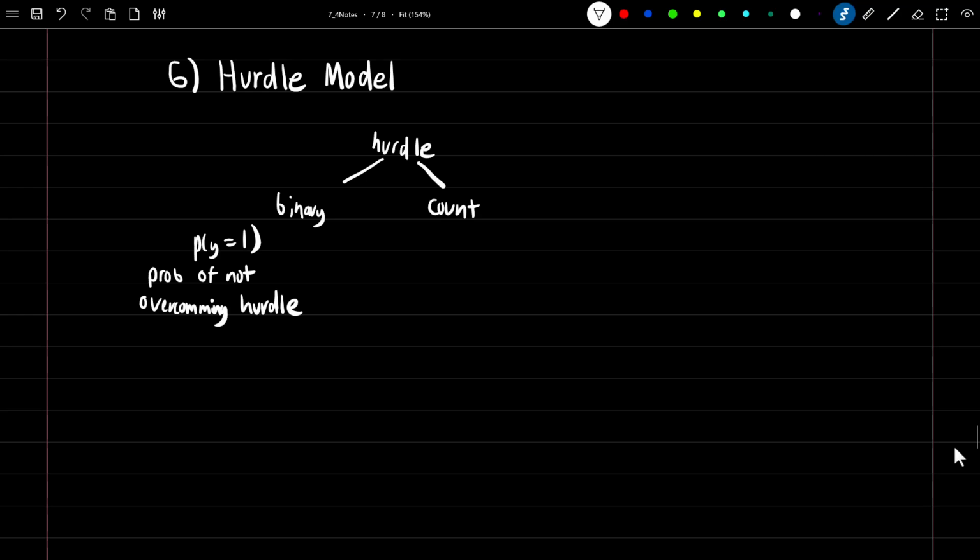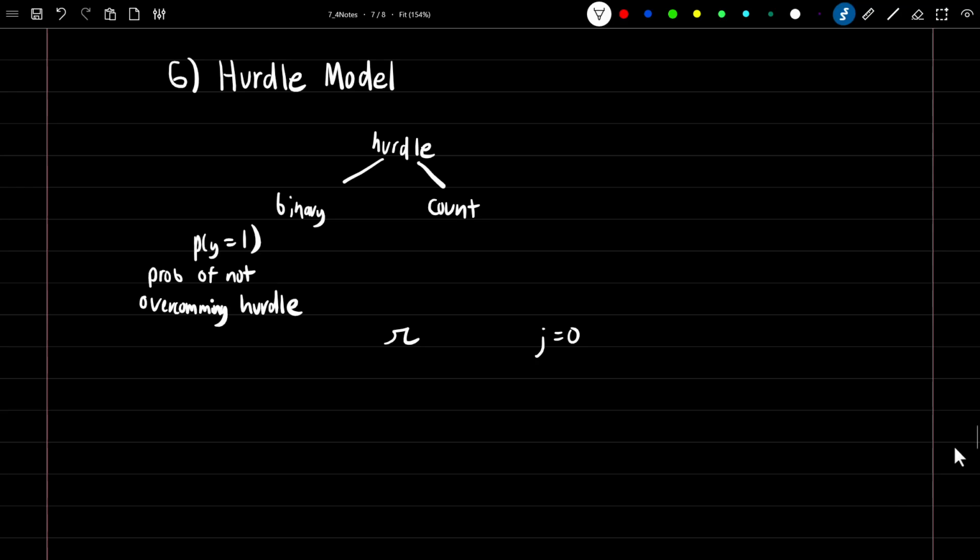So for instance, say you went to a pool and you wanted to count the number of laps that people did. Well, if they didn't enter the pool yet, then they did 0 laps. But given that they entered the pool, they did at least 1 lap. So the PMF for our hurdle is going to be, when our j is equal to 0, it's just going to be equal to our pi. Or if they didn't enter the pool yet, so they did 0 laps.